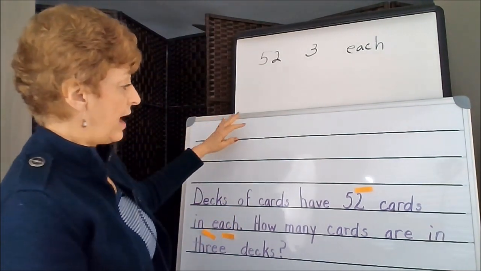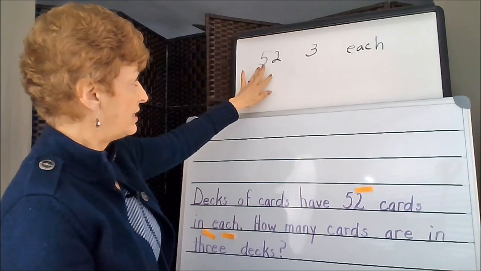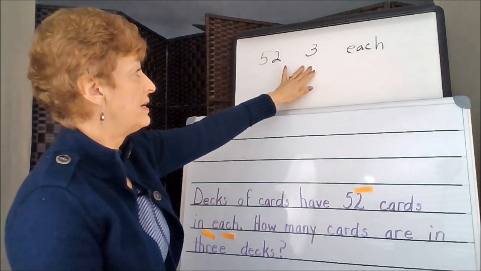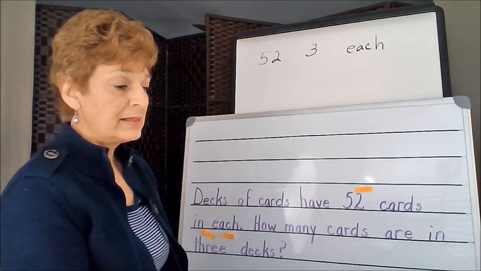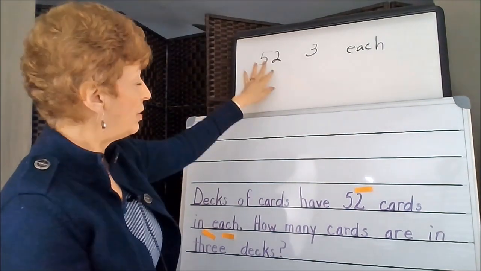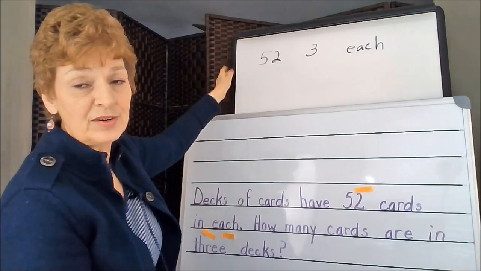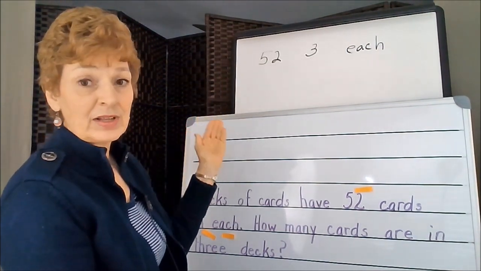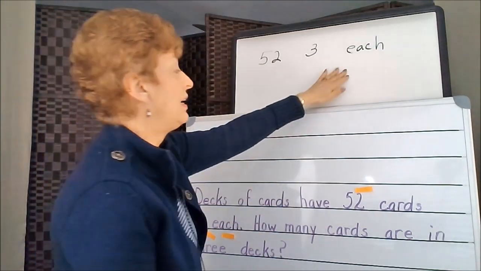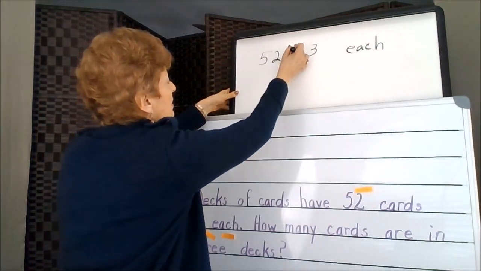All right, so if you have 52 cards in every deck and you have 3 decks, would you be expecting to have more cards or fewer cards than the largest number here, which is 52 at this point? You would be thinking of a larger number, then this each most likely would be multiplication.